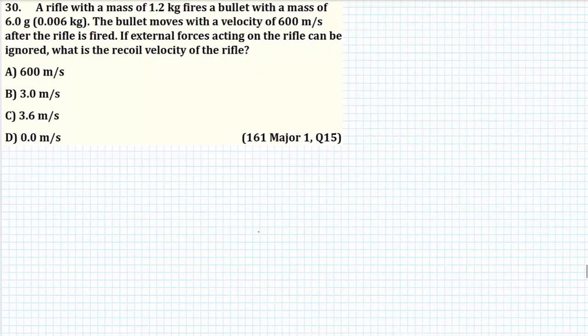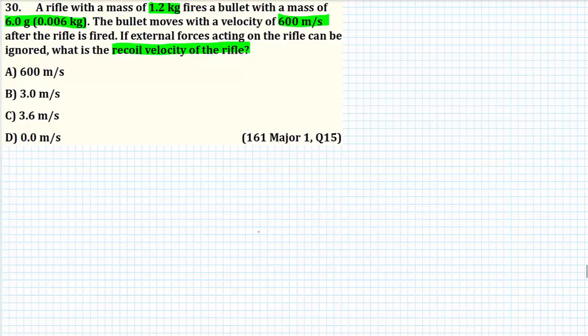A rifle with a mass 1.2 kilogram fires a bullet of a mass 6 grams or 0.006 kilogram. The bullet moves with a velocity 600 meters per second after the rifle is fired. If the external forces acting on the rifle can be ignored, what is the recoil velocity of the rifle?